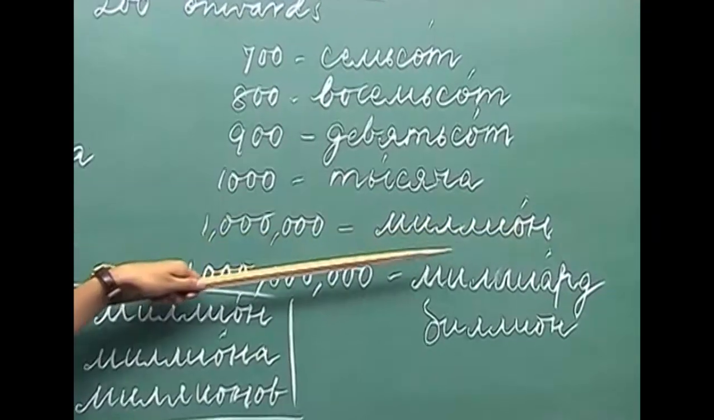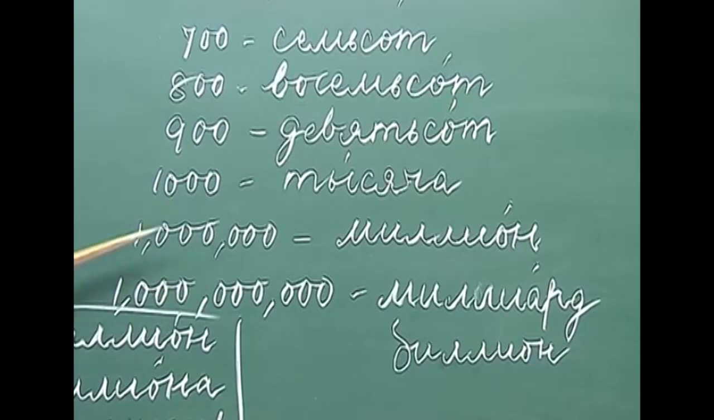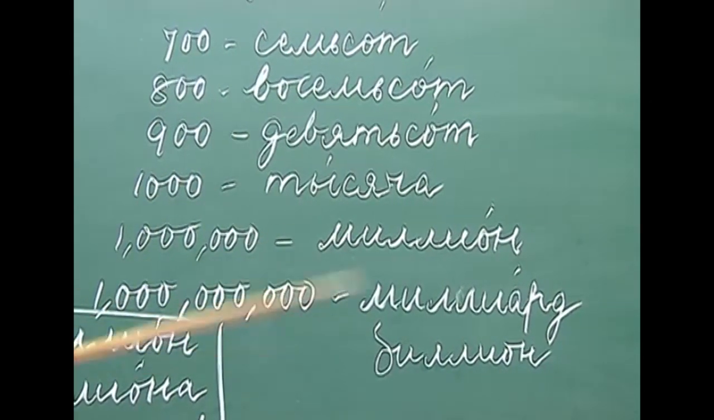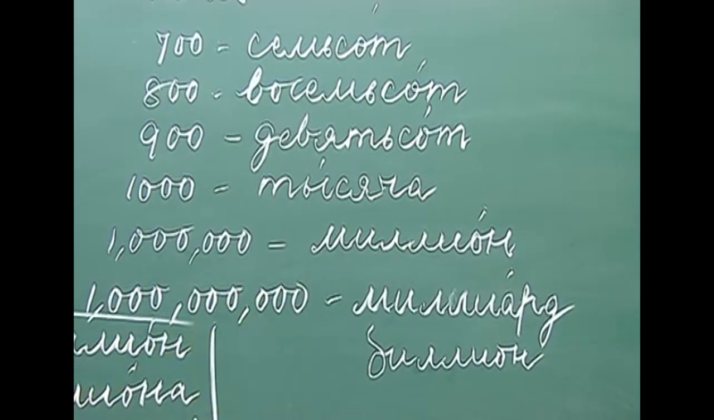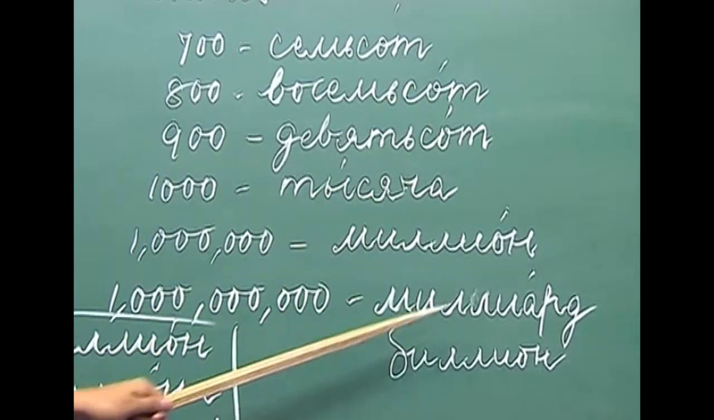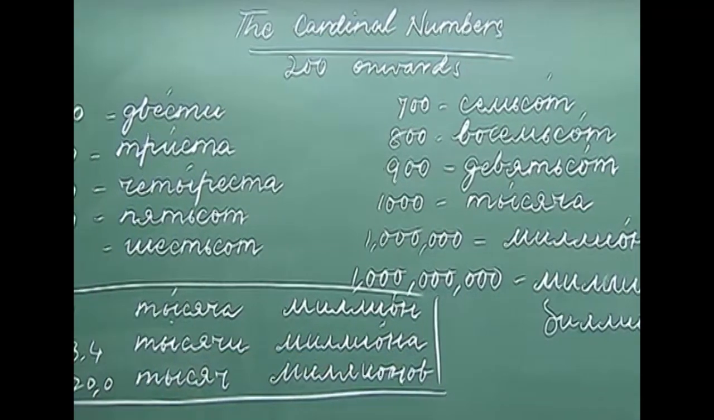So, how do we say million in Russian? Million. So, we basically follow the same system of counting as the Europeans do. And after million, what comes? Billion. How do we say billion in Russian? It has two variants: milliard and billion. Now one more important thing: like all the other numbers, if you have to use tysyacha, million or billion, you have to change their forms.